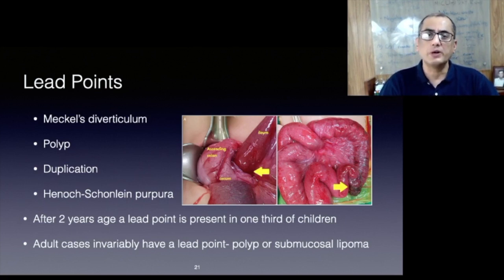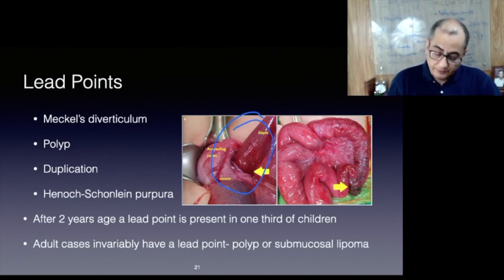Adult cases are invariably associated with a lead point, which is usually a polyp, for example in Peutz-Jeghers syndrome, a submucosal lipoma, or other tumor. Here is a picture of an ileocolic obstruction, intussusception before reduction, and after the reduction you can see that there is a severe hemorrhagic infarction in this bowel.